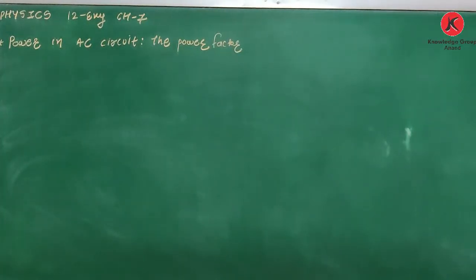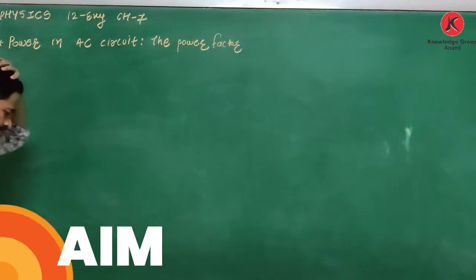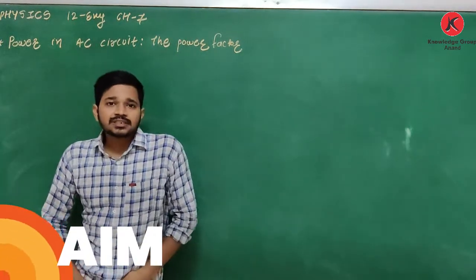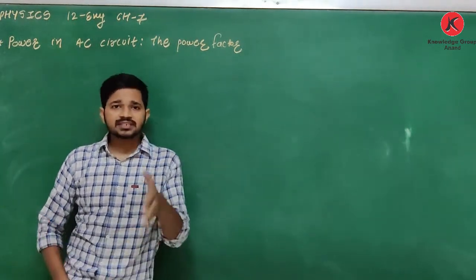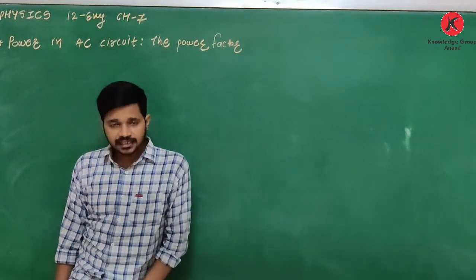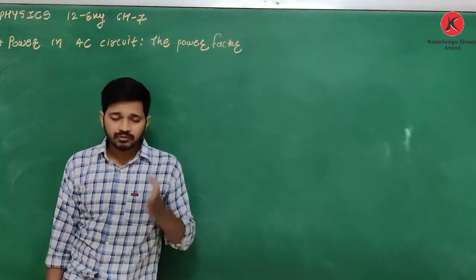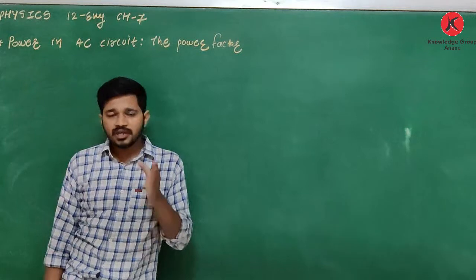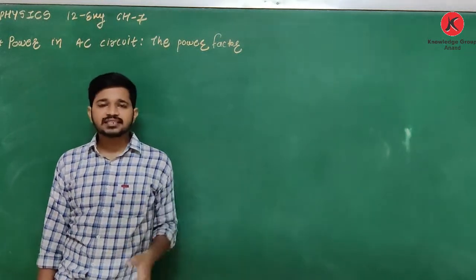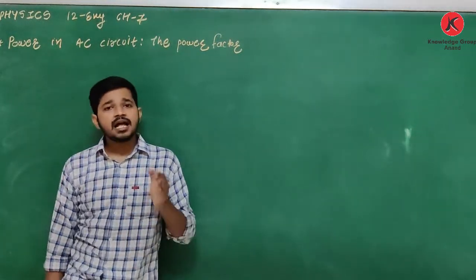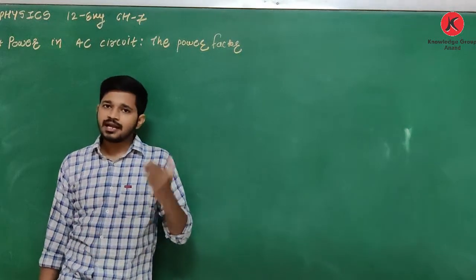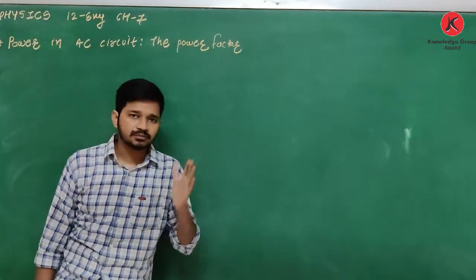Students, chapter 7, AC current. In the last lecture we discussed resonance. What is the condition of resonance? At a particular value of angular frequency, that is omega 0, XL is equal to XC in an LCR series AC circuit, impedance becomes minimum and the amplitude of current becomes maximum.